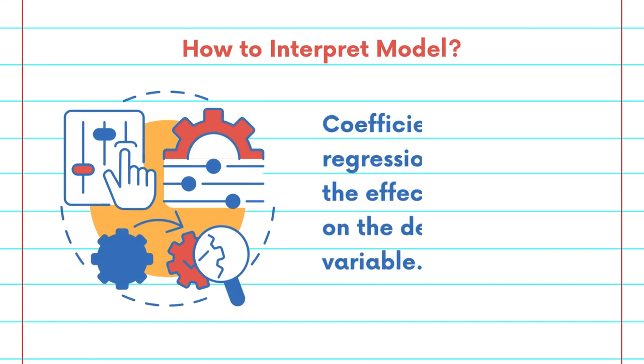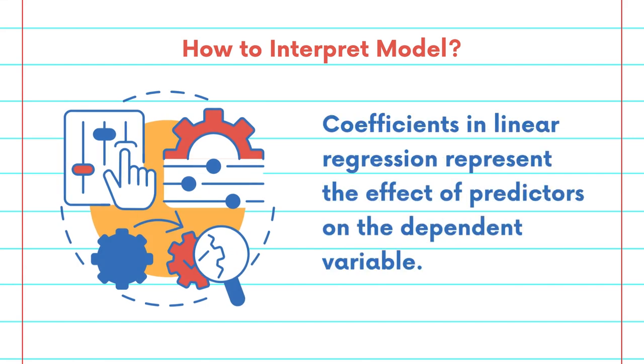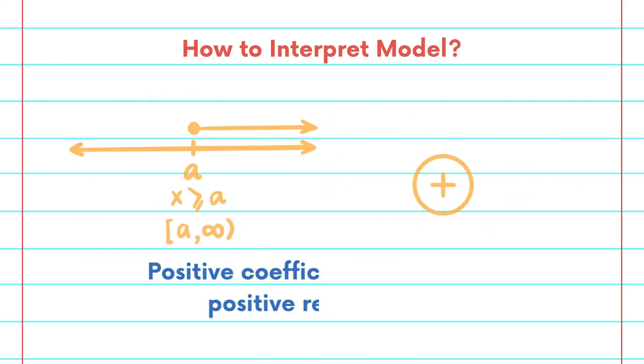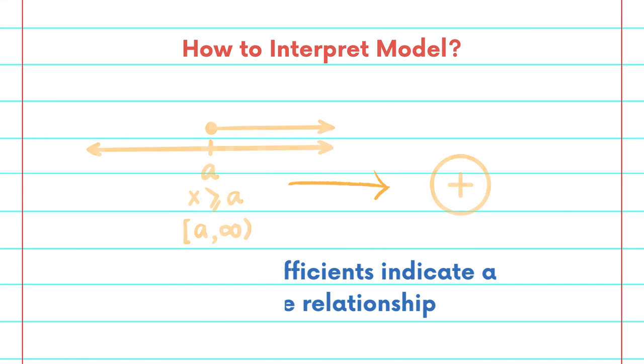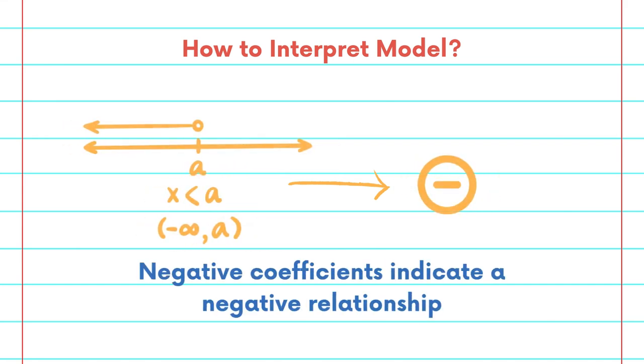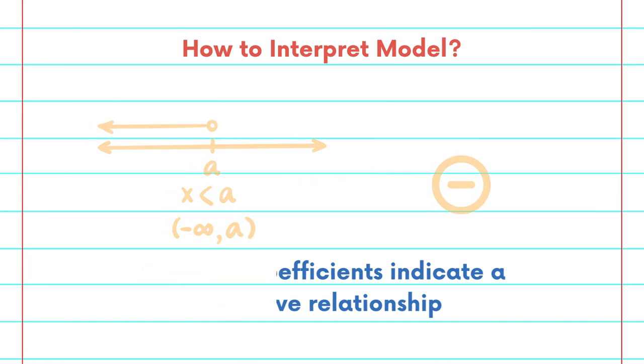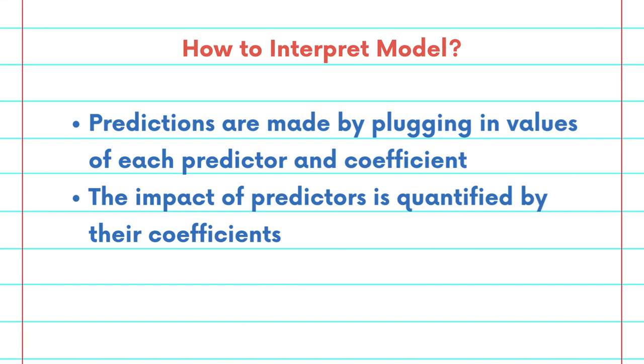So how do we interpret a model? Well, the coefficients in the linear regression represent the effect of the predictors on the dependent variable, or the target variable y. Positive coefficients indicate a positive relationship, and negative coefficients indicate a negative relationship. In order to make a prediction with the fitted model, we just plug in the value of each predictor and also the coefficients. And the impact of the predictors is quantified by their coefficients.